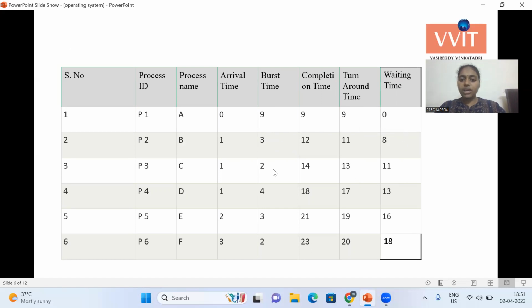For P3, 13 minus 2 is equal to 11. For P4, 17 minus 4 is equal to 13. P5, 19 minus 3 is equal to 16. For P6, 20 minus 2, that is 18. So like this, we will calculate the waiting time for each process.